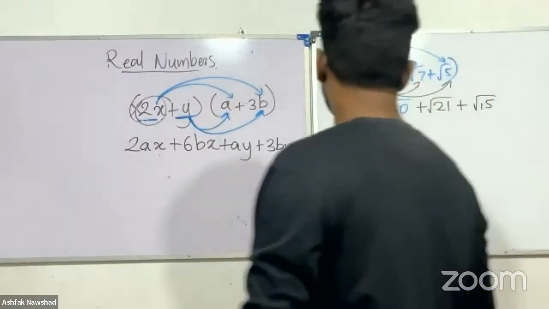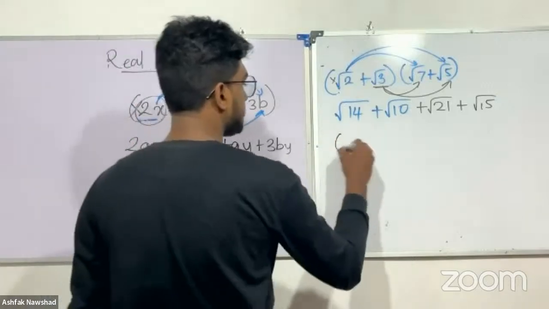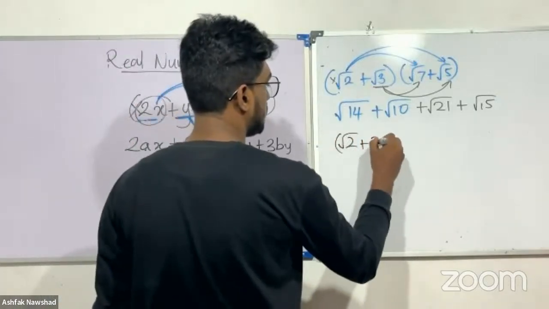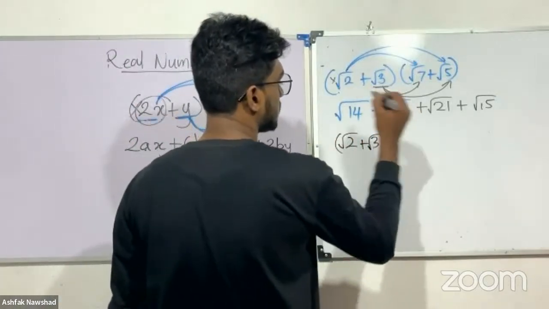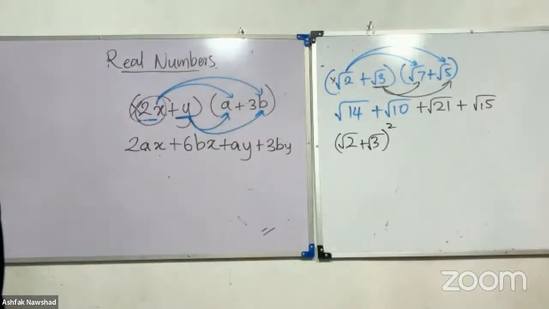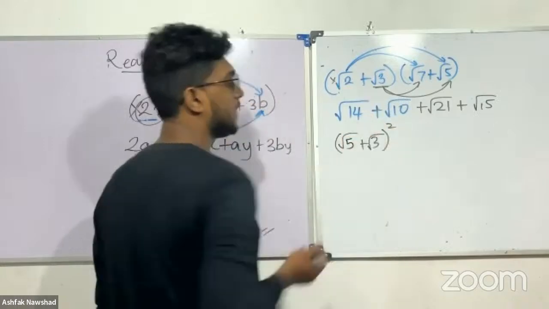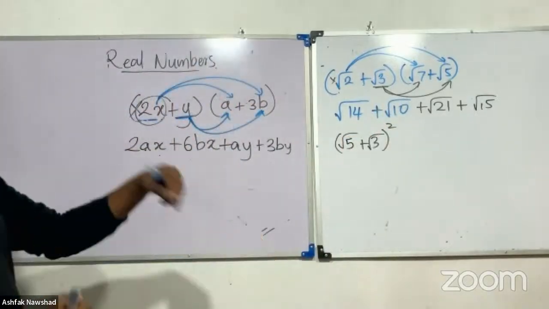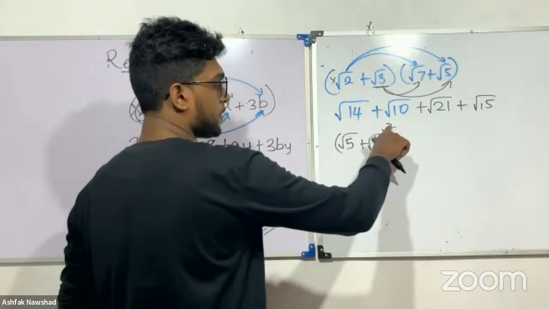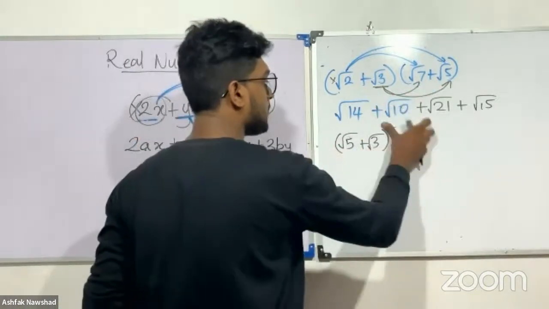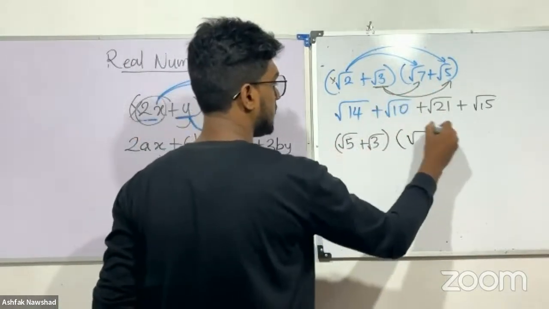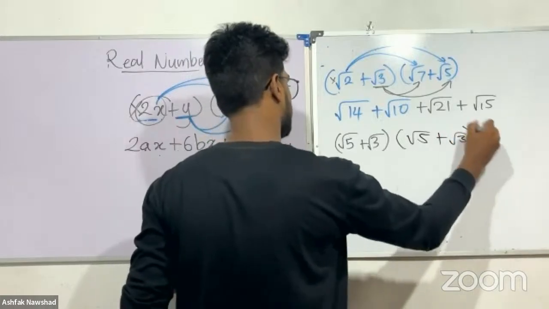Now, let's say something of this sort. Root 2 plus root 3 squared. Root 2 plus root 3 squared means, I'll take another one, root 5 plus root 3, root 5 plus root 3 squared. The meaning of square is what? We have to multiply this again by this. So root 5 plus root 3 multiplied by root 5 plus root 3.